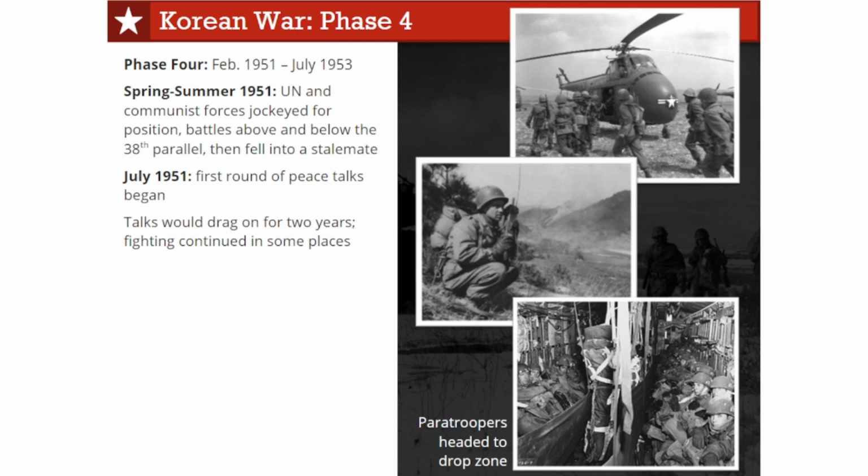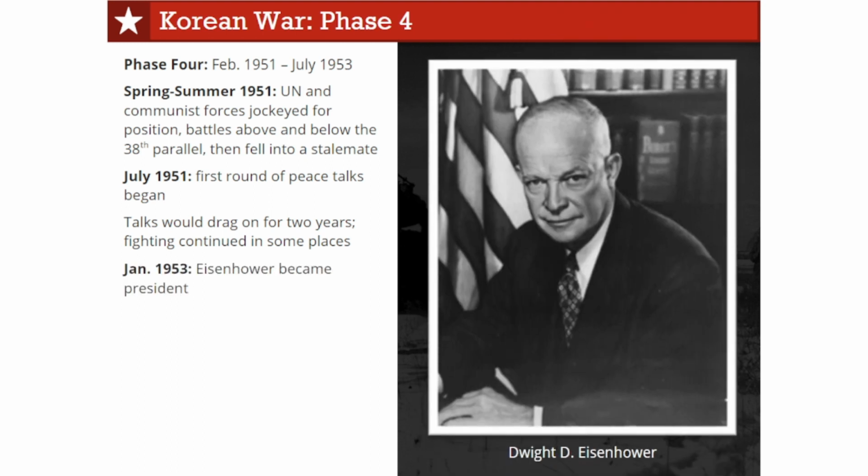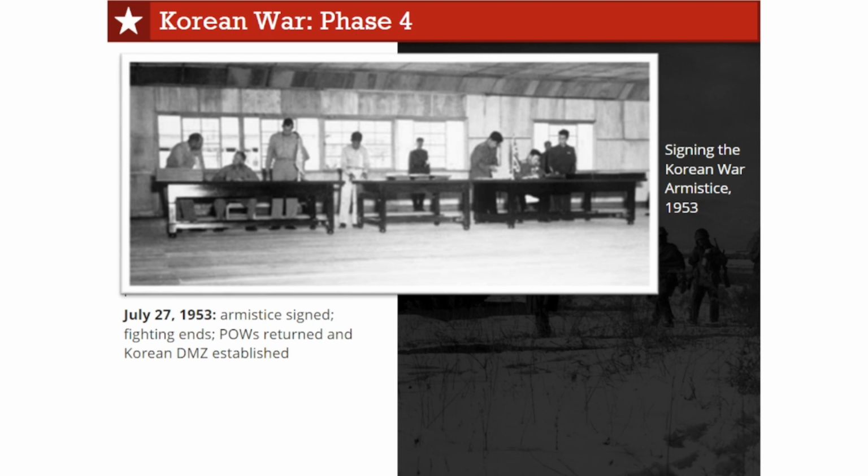In January 1953, America saw a new president take the helm. Dwight D. Eisenhower, a World War II veteran and former 5-star general in the United States Army, best remembered for leading the Allied invasion of Europe on D-Day, became the 34th President of the United States. The fighting finally ended on July 27, 1953, when an armistice was signed.